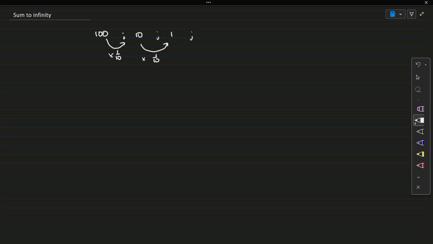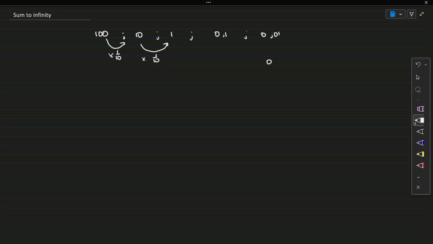What will happen to the next term? The next term will be 1 over 10, which is 0.1. What is the next term? Multiply by 1 over 10, it's going to be 0.01. What is the next term? 0.001. You can see that it's getting smaller and smaller and smaller.